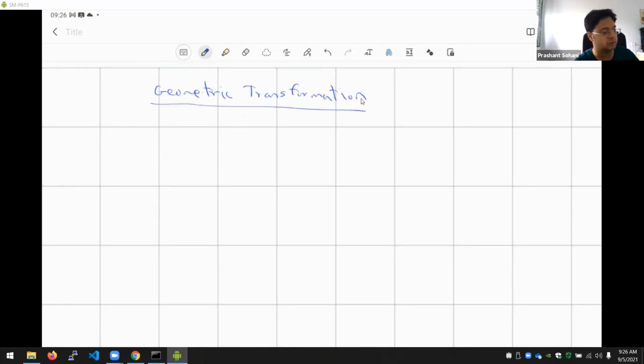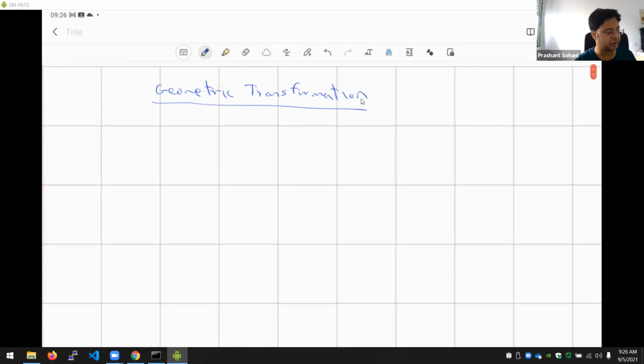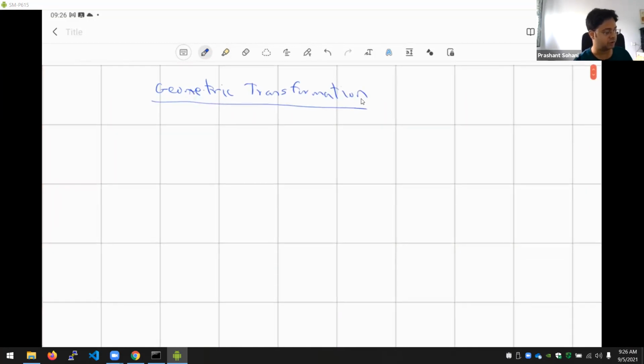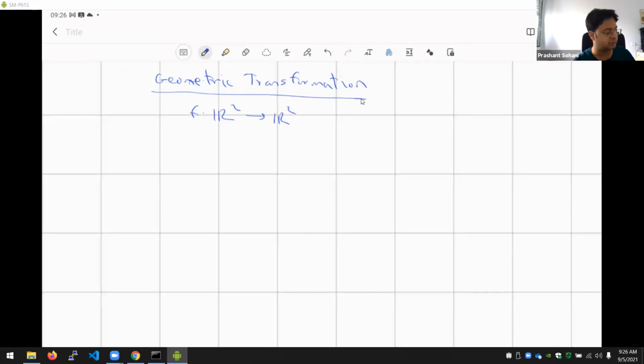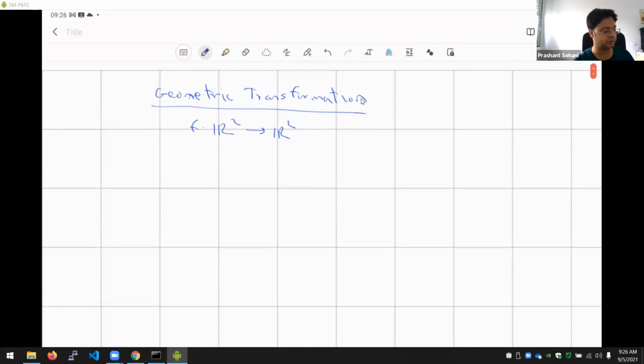So what is the meaning of a geometric transformation? Formally, you can say it is a function from the plane to itself. The plane I'm denoting by R squared because, like a 2D coordinate system, every point can be represented as a pair of real numbers. That is why I'm denoting it as R squared. So a geometric transformation is nothing but a function which takes every point of the plane into a new point.